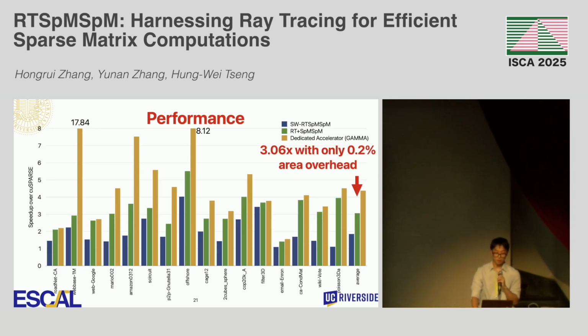So overall, our optimized approach achieves an impressive average speedup of 3.06 times compared to the state-of-the-art sparse matrix multiplication software library. Remember, we only incur 0.2% overhead to a GPU. For additional context, we've also included results from Gamma, a state-of-the-art dedicated sparse matrix accelerator. As shown, our methods provide substantial speedup while reusing existing hardware resources, highlighting its performance and resource efficiency.